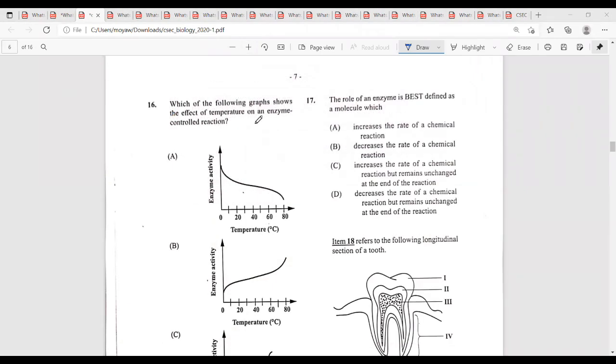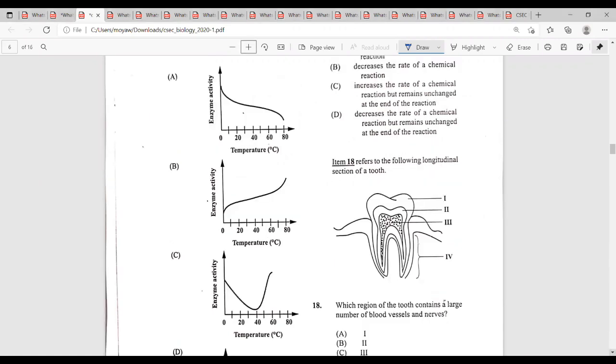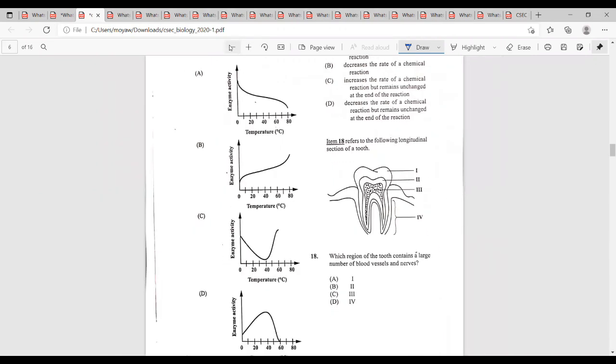16. Which of the following graphs shows the effect of temperature on an enzyme-controlled reaction? So let me scroll down a little so we can see the graphs. Now I'm going to zoom in so we can see the graph that is on D.